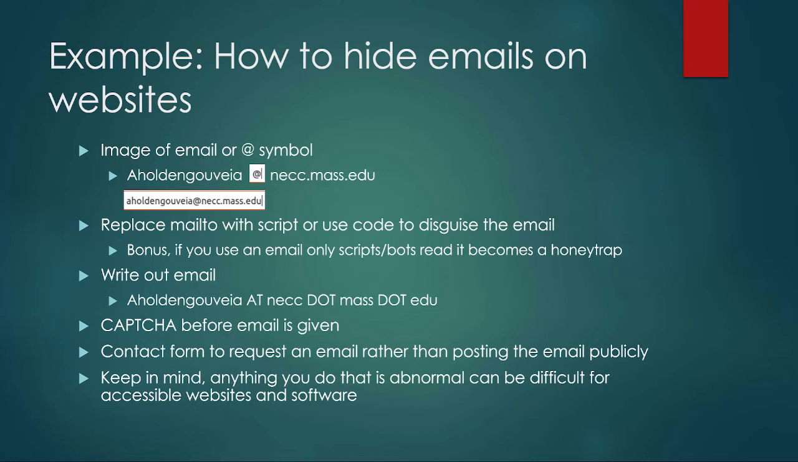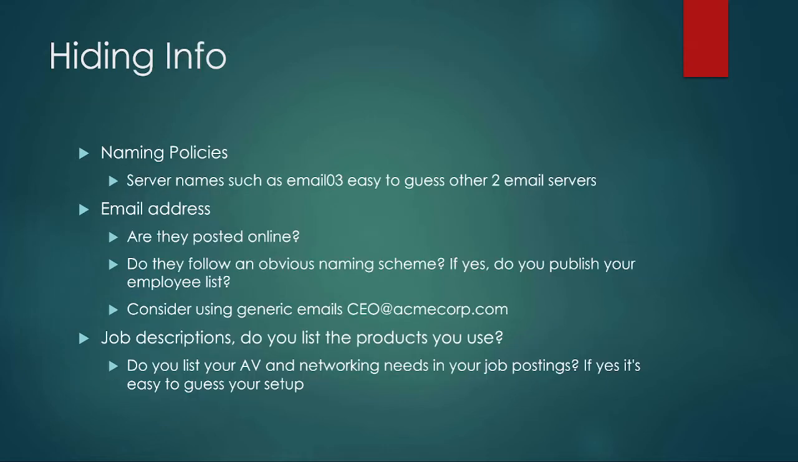We can do things with CAPTCHAs. CAPTCHA is where you have to identify pieces of an image to prove you're a human. So that's the, click on all of the traffic lights, click on all of the ships type of thing. We can do contact forms. So rather than posting our email publicly, we can have a contact form. Please put your email in so that we can contact you. You just have to make sure you're keeping in mind accessibility and the types of software that are used for that as we're going about any of this process.